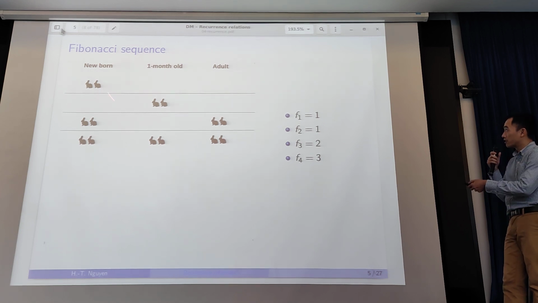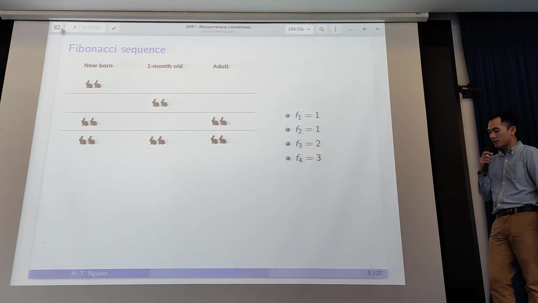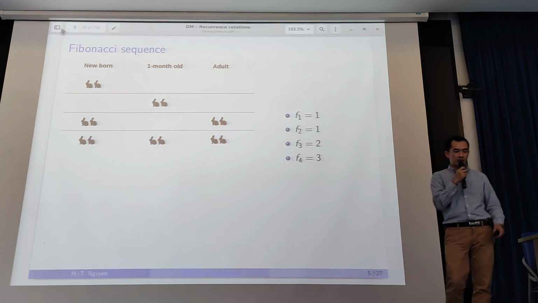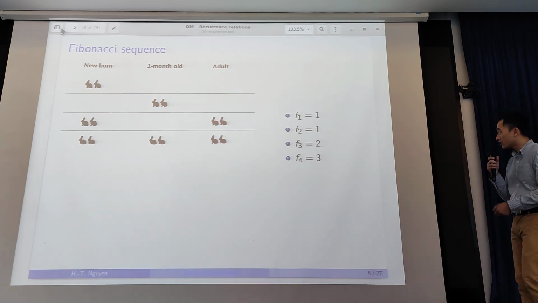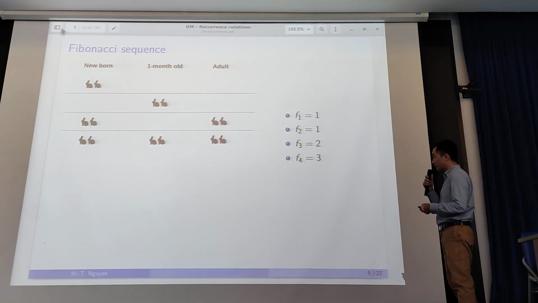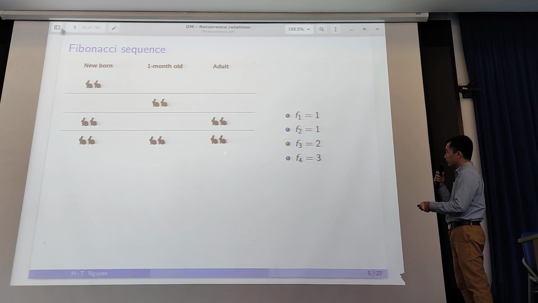So if you don't have 3 categories, but you only distinguish the young rabbits and the adult rabbits, then it will be quite confusing. But this way you can see that every month the newborn pairs here will move to the middle column. The pairs at the middle column move and merge with the pairs already in the right column, and then you clone the number of rabbits in the right column here.